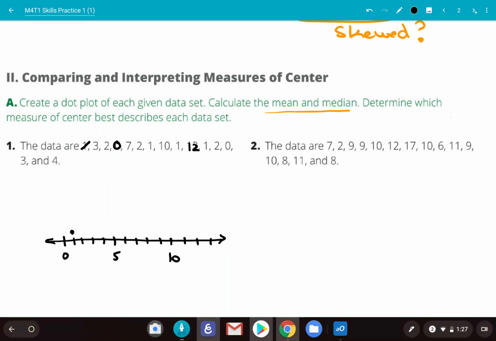So number 1, we have a 3 and a 2. We have a 0 and a 7. A 2 and a 1, a 10 and a 1, a 12 and a 1, a 2 and a 0, and a 3 and a 4.